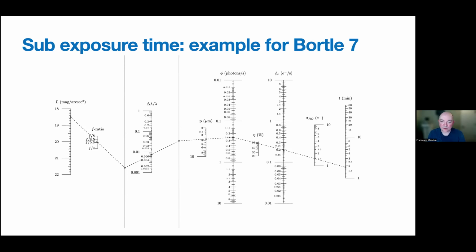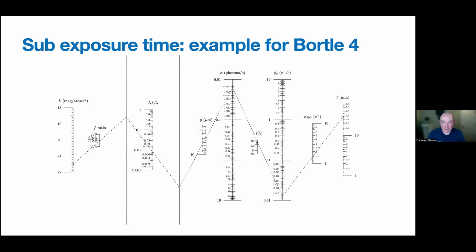What if I go to Pinnacles, Bortle 3? Things change. So Pinnacles has 21.5 magnitudes per square arc second. If I redo all this geometrical construction with pencil and straight edge, I get that I should expose for 30 minutes each sub-exposure if I want to reap the full benefits of the increased signal to noise ratio that I can get from that sky.